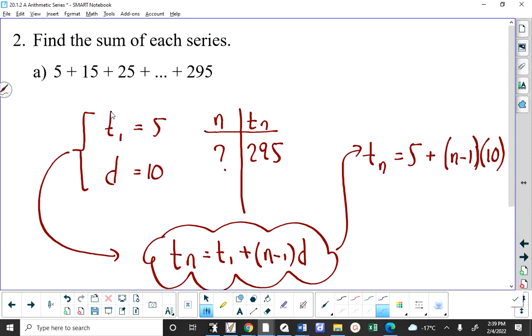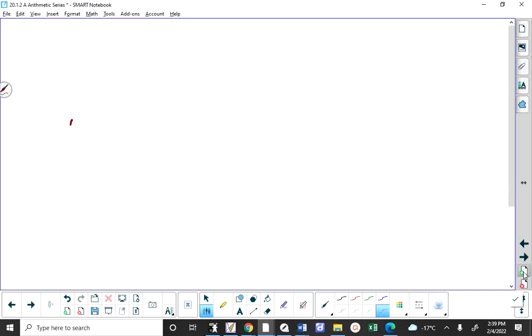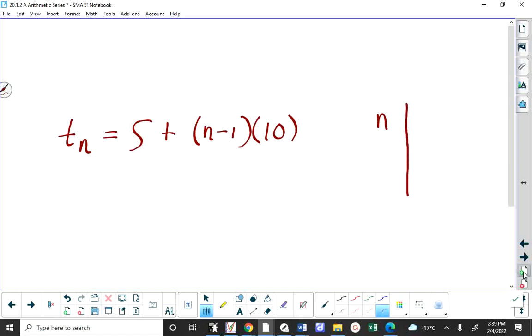Are you with me so far? How many of you would simplify this and then put 295 in to find n? Is there anybody who would put 295 in right now? You can. You certainly can. Let me show you both methods. Tn equals 5 plus n minus 1 times 10. And this is our problem. I can put 295 in now.